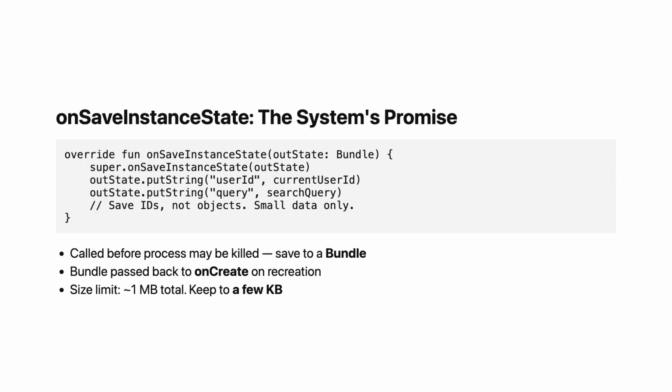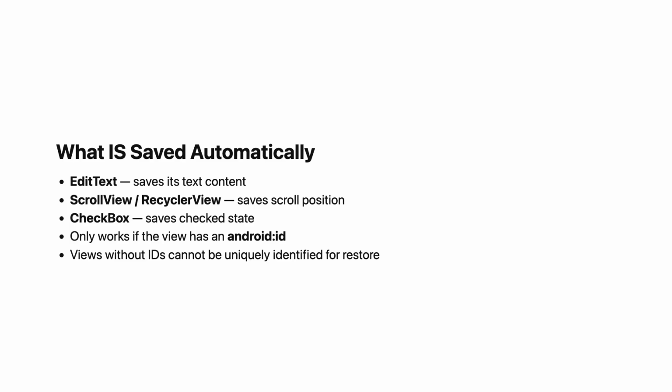The good news is that Android saves some things automatically without you doing anything. The view system has built-in save and restore logic. EditText automatically saves its text content. ScrollView saves its scroll position. RecyclerView saves its scroll position through its layout manager. CheckBox saves its checked state. But, and this is important, this only works if the view has an android:id attribute. Views without IDs cannot be uniquely identified across recreation, so the system cannot restore their state.